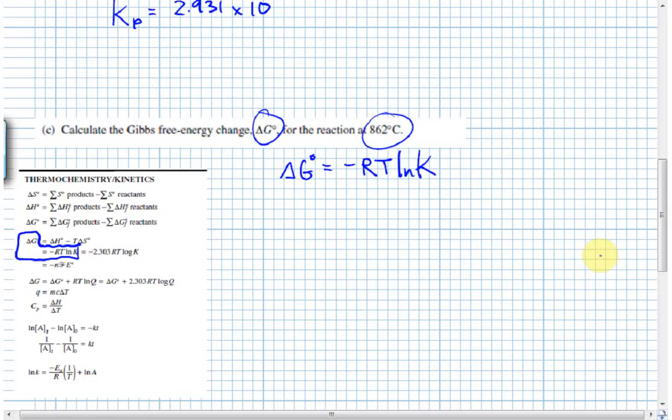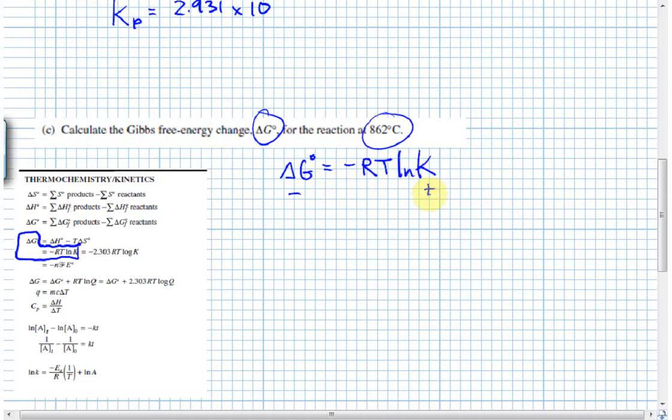So if K is big, all right, K is greater than 1, that means delta G is going to be negative. Notice in the equation, if K is greater than 1, log of K is going to be positive, T is always going to be positive, R is always going to be positive, so delta G will be negative.